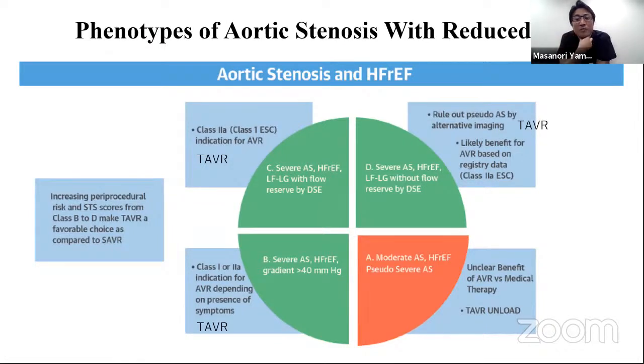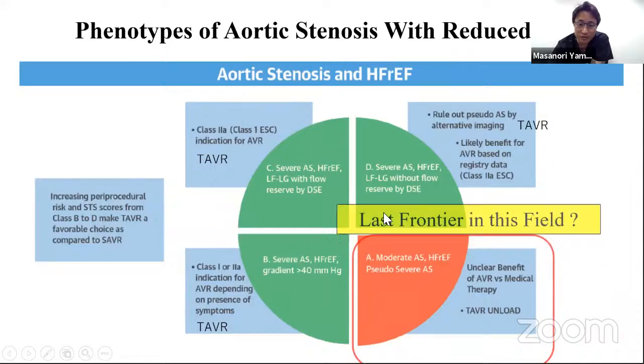To summarize the phenotypes of aortic stenosis with reduced ejection fraction, we have many phenotypes. For example, severe aortic stenosis and heart failure with reduced ejection fraction and low flow, low gradient, and no flow, low gradient. And simply, severe aortic stenosis and heart failure with reduced ejection fraction and mean pressure gradient more than 40. This patient is a good candidate for invasive treatment, both AVR and TAVR. But for severe aortic stenosis with heart failure, reduced ejection fraction, low flow, low gradient without flow reserve by dobutamine stress echo, we rule out pseudo-severe aortic stenosis by alternative imaging, and the guideline recommends likely benefit for AVR or TAVR based on registry data, a class 2A indication in the ESC guideline.